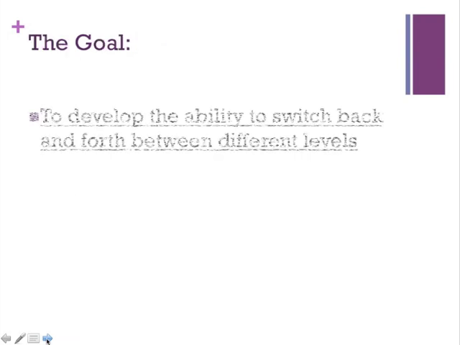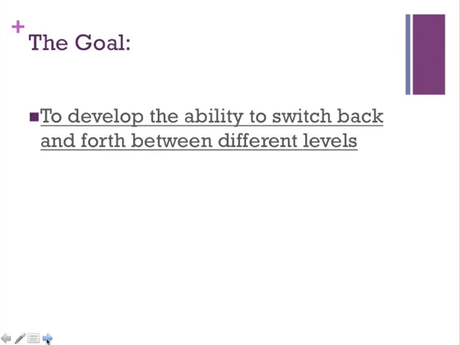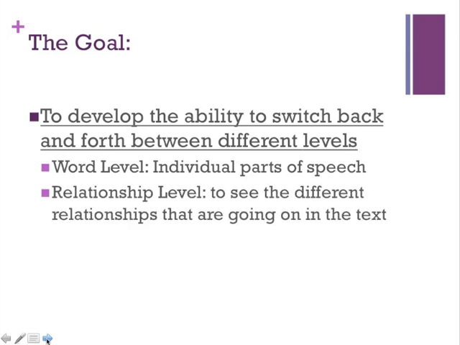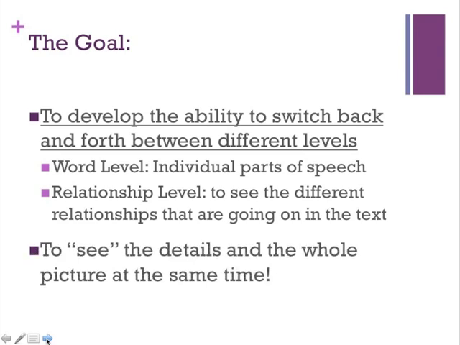Now, our goal in this video is to understand that we have to develop the ability to switch back and forth between these different levels of relationship. So in our intro series, we talked a lot about how words work on a word level, and then slowly began to realize that these particular words had to go together. And we had to understand that these certain relationships work in different parts of the sentence. So in other words, our real goal here is to be able to see the details and the whole picture at the same time.